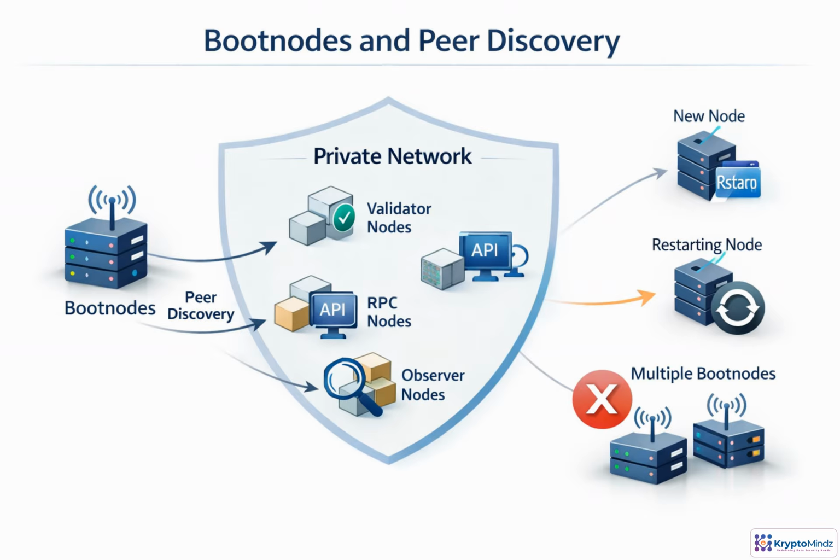Before a private Besu node can join the network, it needs a trusted starting point. Bootnodes provide that first contact. When a new or restarting node comes online, it asks bootnodes for peer information, then connects to validators, RPC nodes, and observers. Bootnodes are discovery infrastructure only. They do not need to validate blocks or expose APIs. In production, run more than one, so discovery does not become a single point of failure.